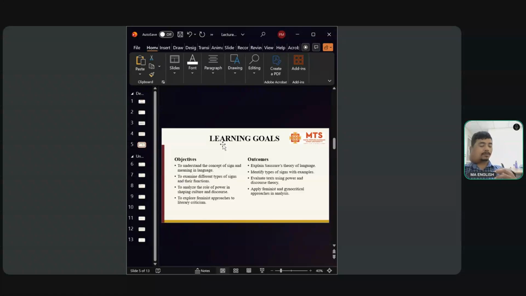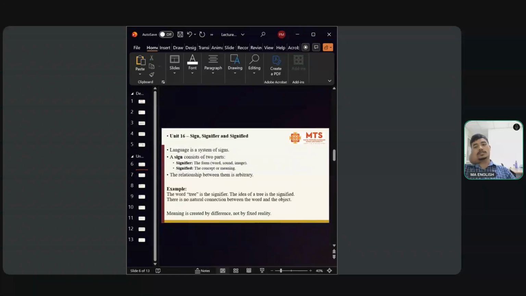And fourth, you'll be able to apply feminist and critical approaches in analysis. So these are the objectives and outcomes of this block, of this discussion. Okay, now we shall move to unit 16. This unit 16 deals with the foundational ideas, the fundamental resources on language.